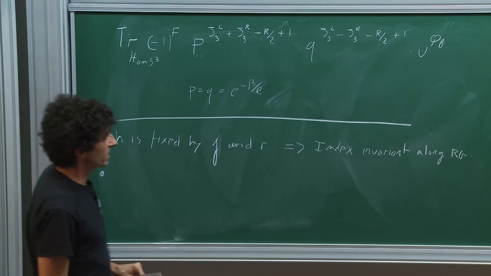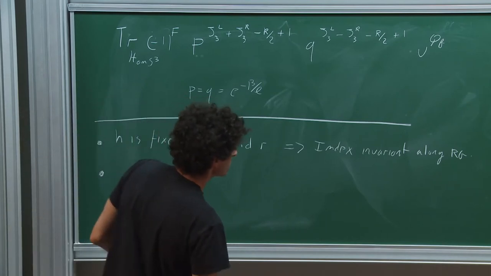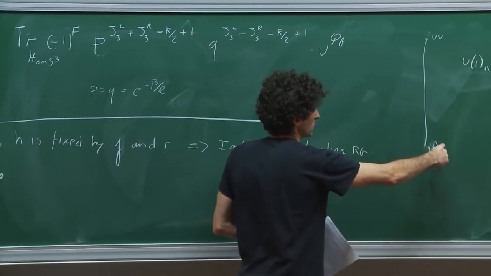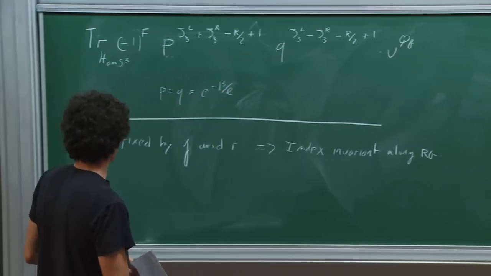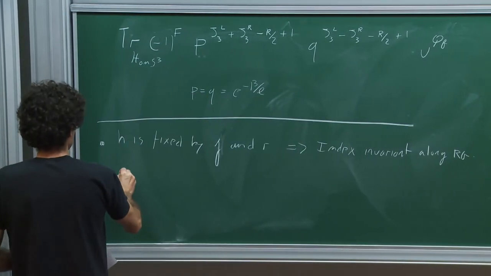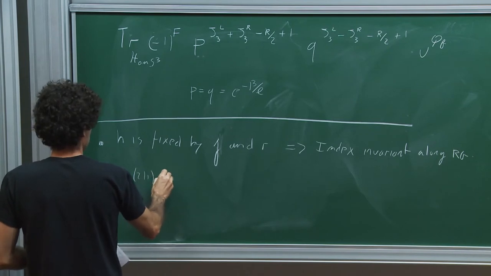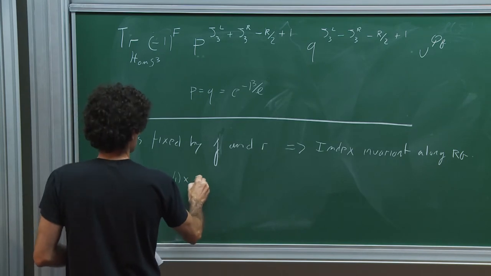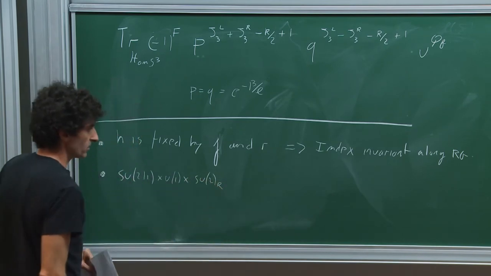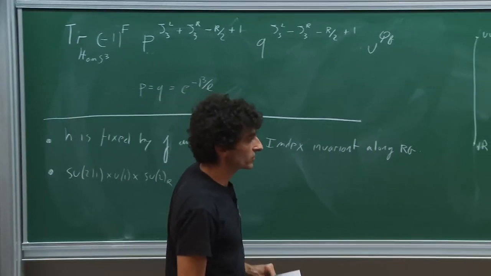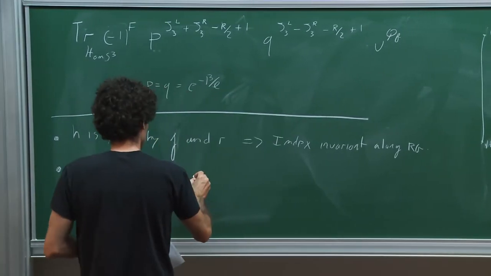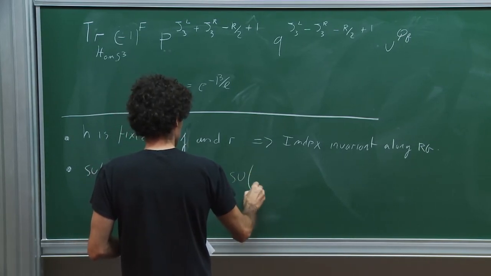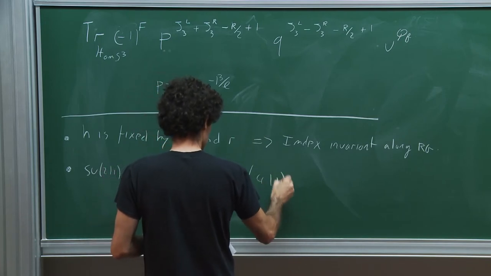The other interesting fact is that you can ask what this index does, computed in the IR. You can actually check that this SU2/1 times U1, etc., times SU2R is a subalgebra of the superconformal algebra in 4D. So it's a subalgebra of what is it? SU4/1.